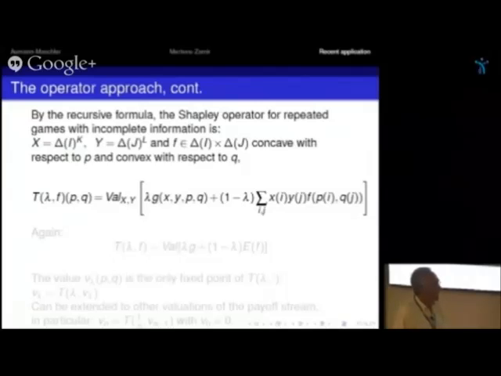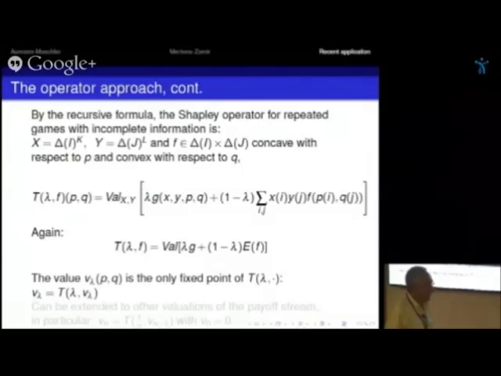Notice here, think of x and y as the strategies of the first stage, mixed strategies depending on the type. So we have lambda times the payoff, plus 1 minus lambda times the continuation. And here again, the notation is as usual: x_i and y_j are the total probabilities of playing i and j respectively, and f of pi are the conditional posteriors that used to be m. Again, we have an operator here of the same form, and again the value V lambda of p, q is the only fixed point of T lambda.